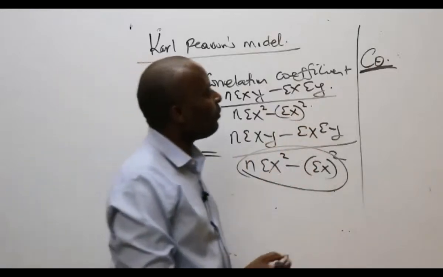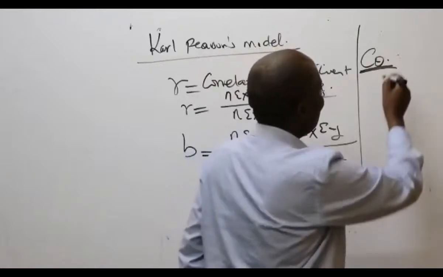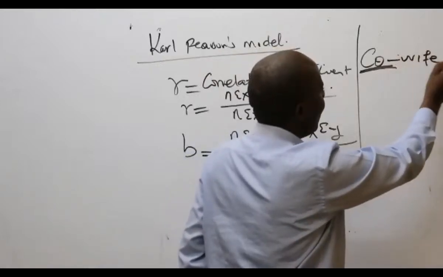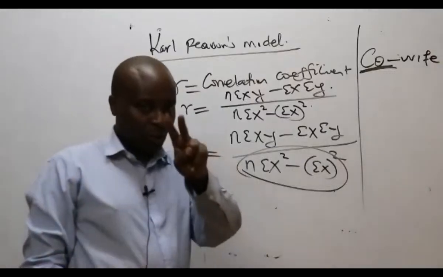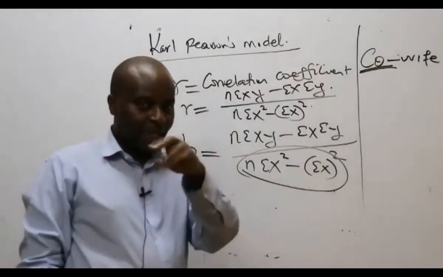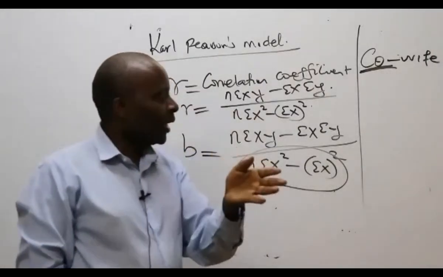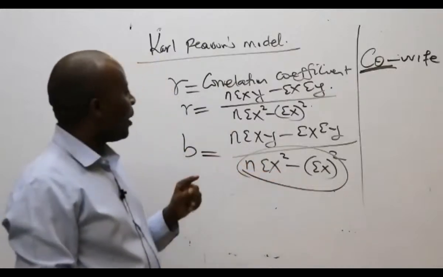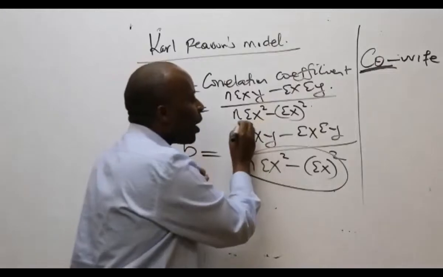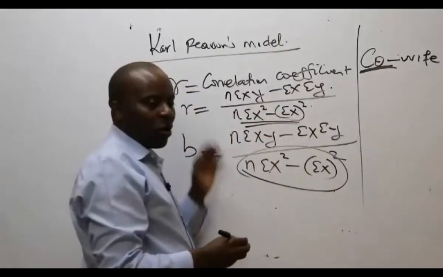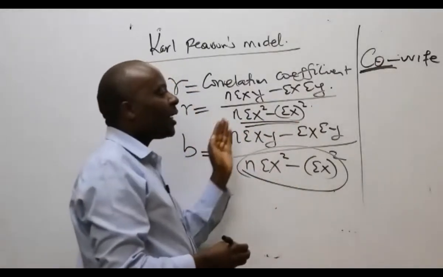If you go and hear someone say, for example, co-wife. What does it mean? Two or even more. Bad husbands, two or even more, like that. So the same case, when you hear correlation, in the denominator you cannot have x alone. Correlation, it is x and y.